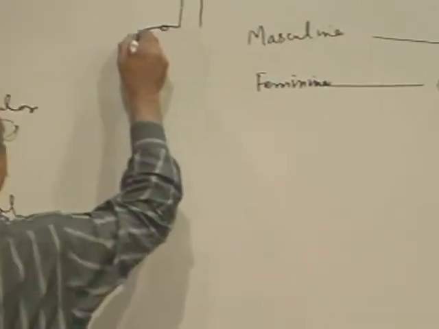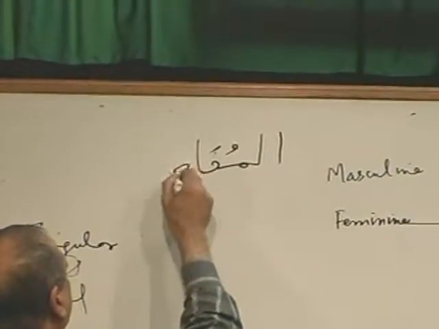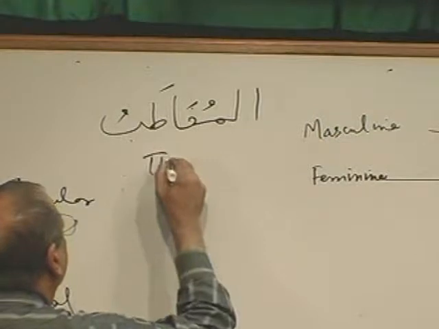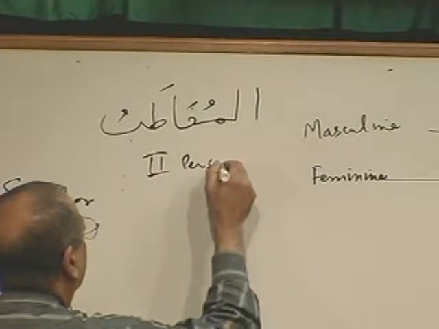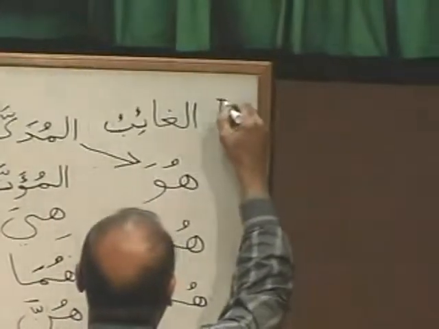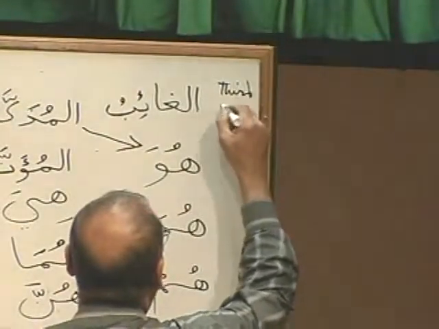Are you with me, brothers and sisters? Huwa, huma, hum. Hiya, huma, hunna. But if you already know a little bit of Arabic, then you know the next one is mukhatab. Mukhatab, with a fathah there. This is second person. And this is your first person. No, third person, I beg your pardon. Third person.